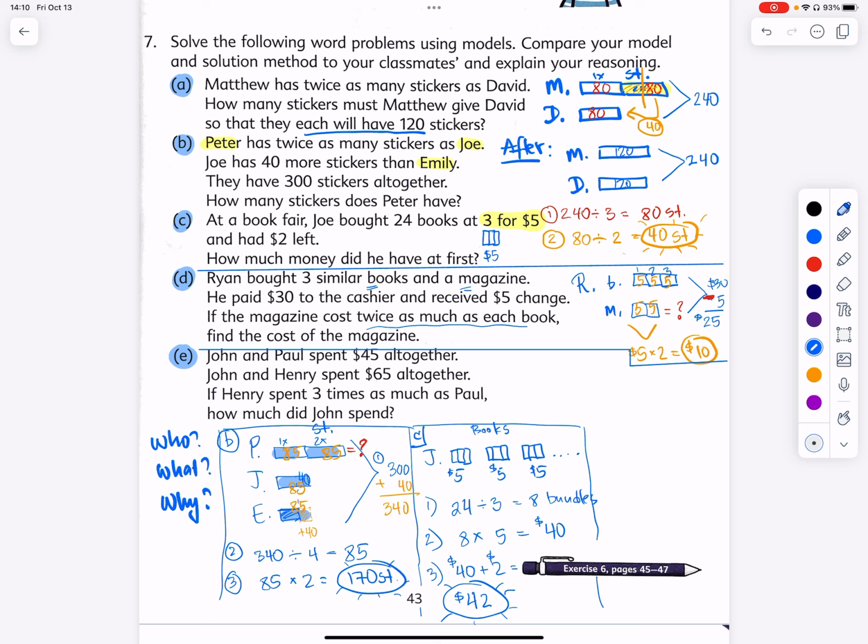John and Paul spent $45 altogether. John and Henry spent $65 altogether. If Henry spent 3 times as much as Paul, how much did John spend?